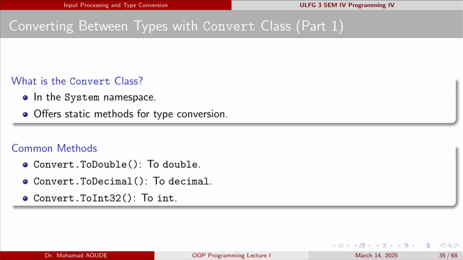Besides Parse, C# provides the Convert class, which offers more flexible type conversion methods. Convert.ToDouble, Convert.ToDecimal, and Convert.ToInt32 allow you to safely convert data between types. Convert is more tolerant than Parse and works well especially when you're not 100% sure about the input format.